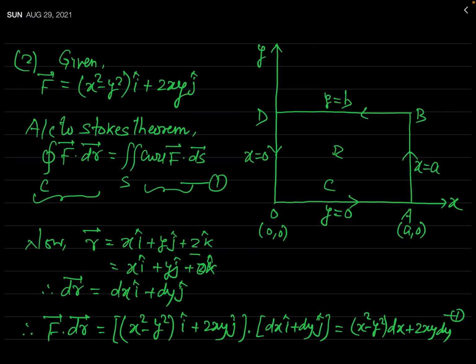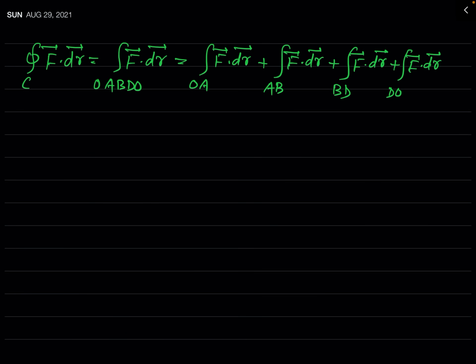You can see this figure. We will take the integral of f dot dr along OA, then along AB, then along BD, and after that along DO. And when you add all these integrals, you will get the integral along the closed loop or closed curve OABDO, which is actually C. So let us say this is equation number 2. Now we will evaluate each and every integral in the RHS of this equation separately.